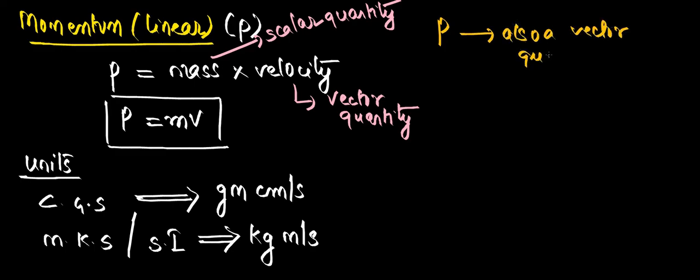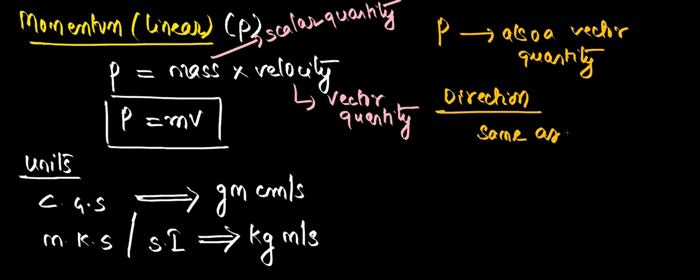A vector quantity means it will have a direction, right? So what will be the direction of momentum? The direction of the force itself. Yes, మనం బాడీ మీద ఫోర్స్ ఏ డైరెక్షన్ లో అప్లై చేస్తే మొమెంటం కూడా ఆ డైరెక్షన్ లోనే ఉంటుంది. So what will be its direction? Its direction is the same as the direction of the force. Yes, ma'am. The direction of the force applied on the body.